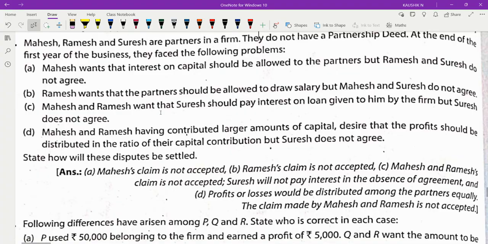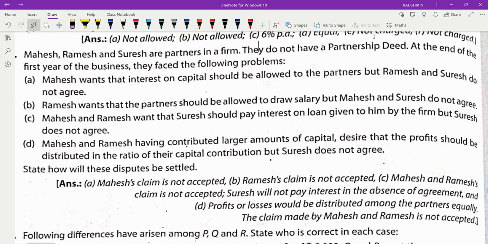So quickly come to question number 2. Read what is given in question number 2. Can anyone read question number 2? The one who has not read any question so far. Yes, proceed.